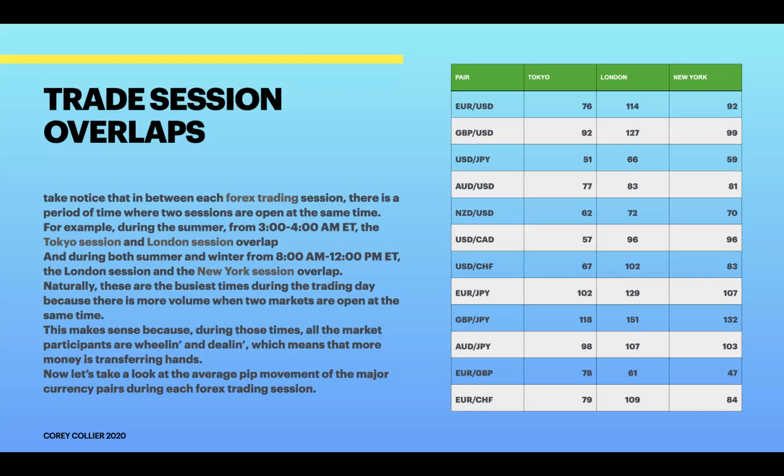Now let's take a look at the average pip movement of the major currency pairs during each Forex trading session. In the Tokyo session, from 5 p.m. to 2 a.m., the Euro USD moves an average of 76 pips, GBP USD an average of 92 pips, and USD JPY an average of 66 pips. And that's what this chart is, and that's how it is read.